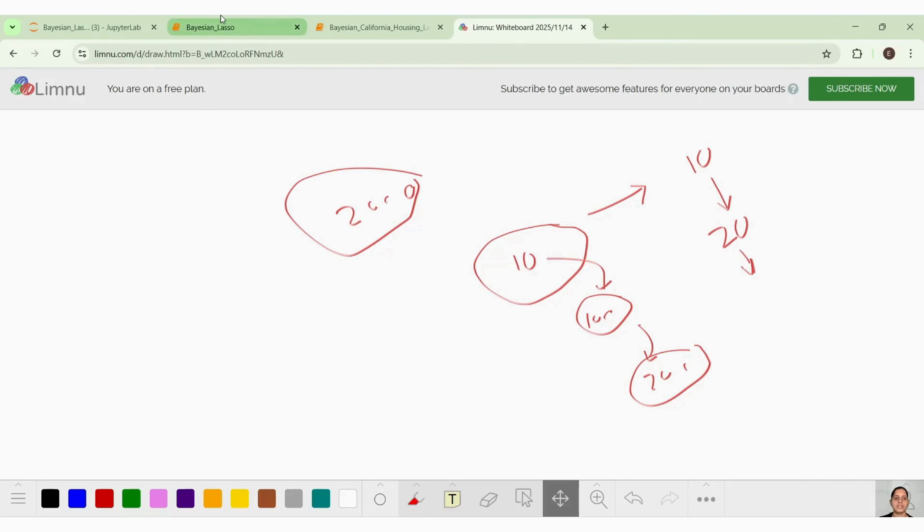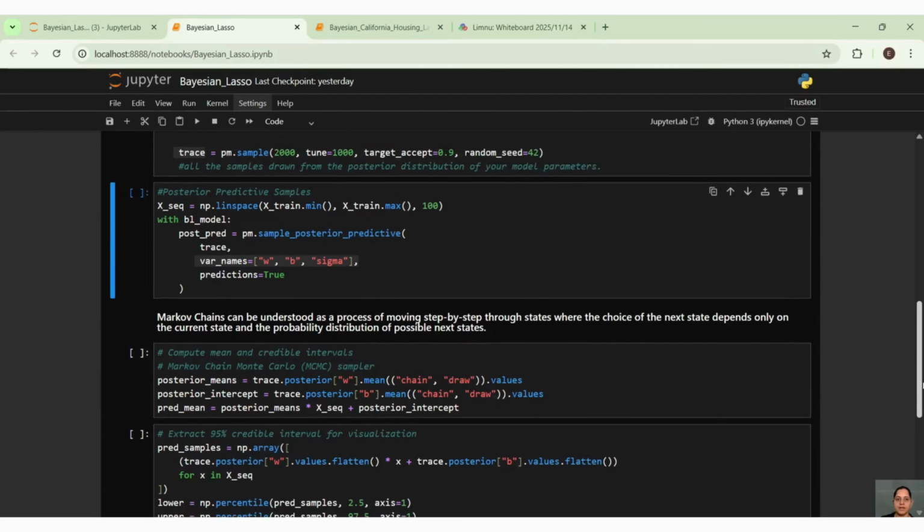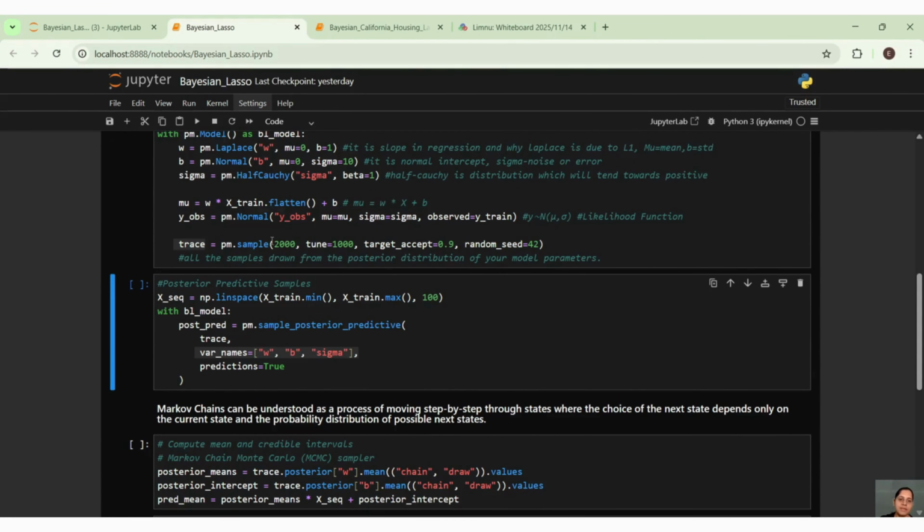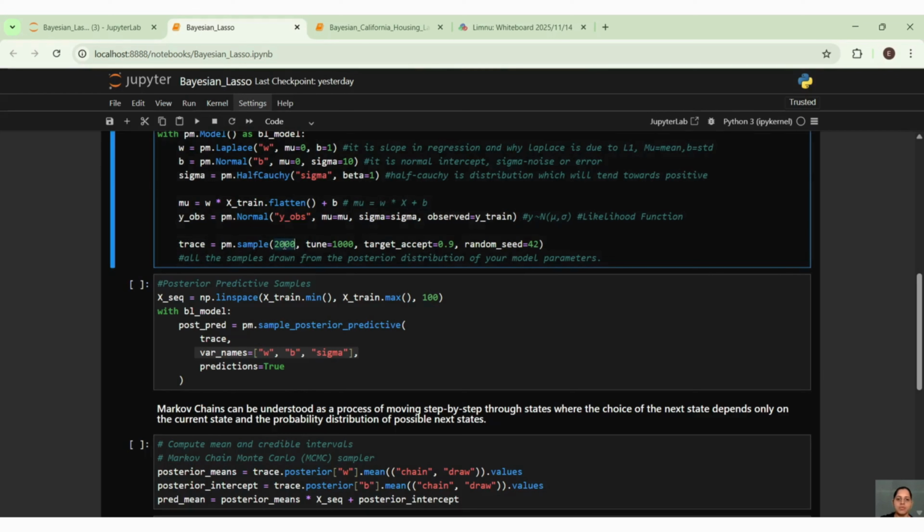So in this case, what exactly is happening? You can see this is the sampling method, and in that sampling, they have taken 2000 at first. Then what exactly does tune mean, guys? It is your number of iterations. So that input of 2000 samples, it's going to iterate over 1000 times. Each time, they will take a random sample, and the acceptance criteria should be 90% of those samples.